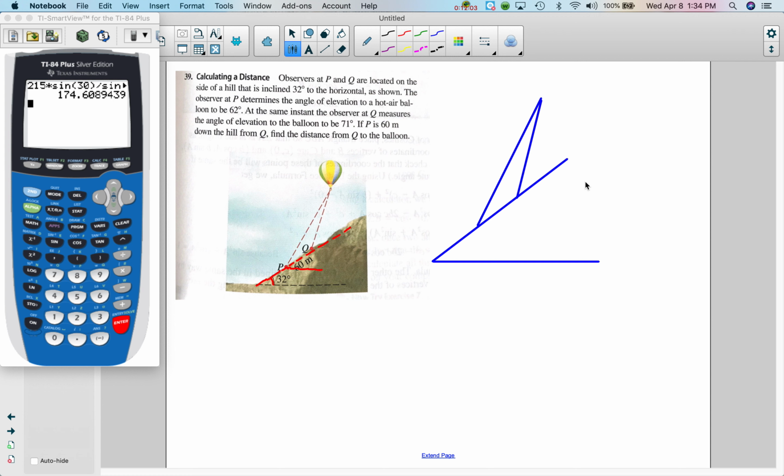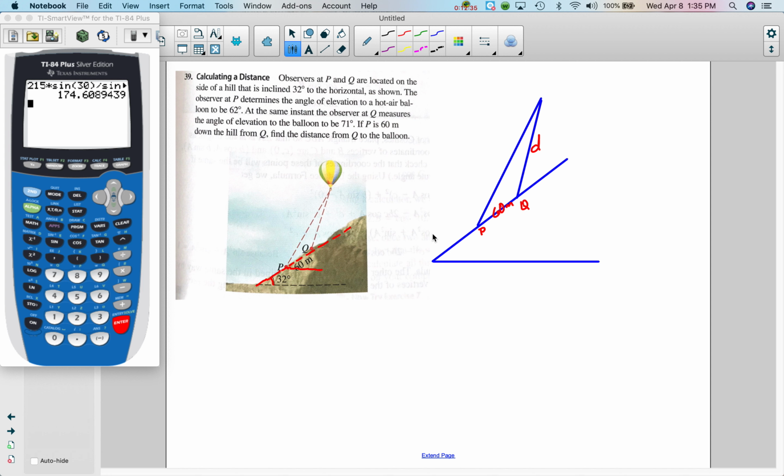Okay, so here's my setup, my picture I'm going to work on. First of all, this is P right here, this is Q right here, and we know the distance between P and Q is 60 meters. So that's this distance right here, so that side we know. We are trying to find the distance from Q to the balloon. So we want to know this distance right here. So notice the triangle that I'm working with. I have to be able to figure out a couple of these angles in my triangle so I can set up a proportion using the law of sines.